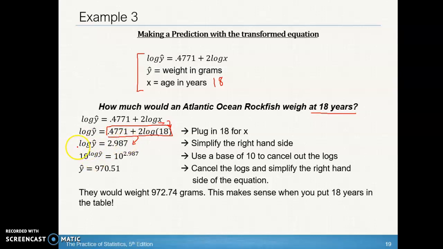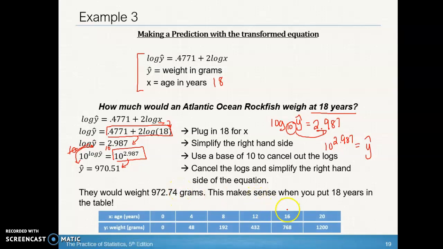Now, you have two choices here. You can raise both sides to the 10, and since this is log base 10, they cancel out and you're just left with y hat. And then this you would just plug into your graphing calculator, exactly how you see it. Or if you prefer to write it as an exponent, we know that there's an understood base of 10. Log of y hat equals 2.987. You can rewrite it as an exponent by saying 10 to the 2.987 equals y hat. Both give you the exact same answer, okay?